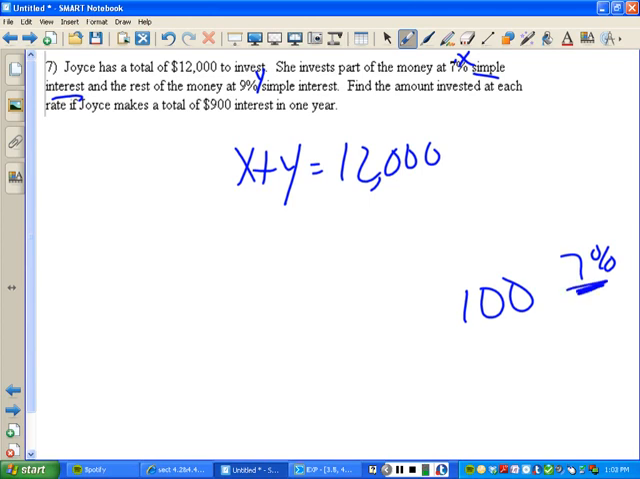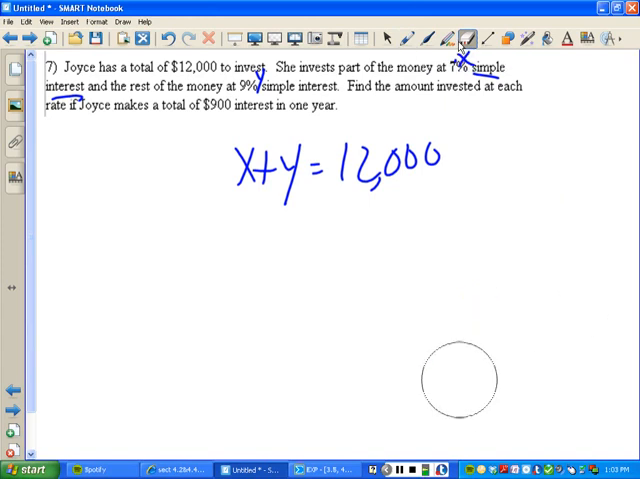7% is 0.07. It is not 0.7. No, not 0.7. And I see people on the test who, even though I just said no, not 0.7, are going to put 0.7. And when they do that, they're going to end up with an answer that's negative. And they're going to say to themselves, this ain't right. And then they're going to change it to a positive number just because they think that's what you're supposed to do. Okay? It's 0.07. So simple interest is just 0.07 times however much you invest.